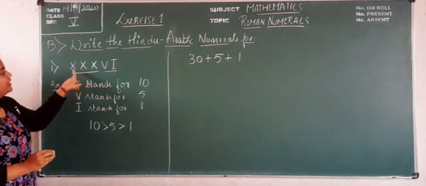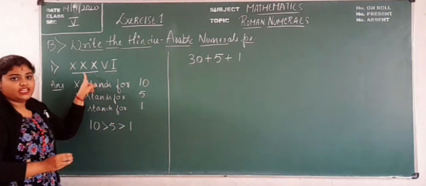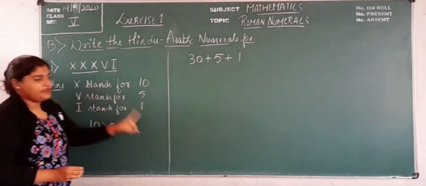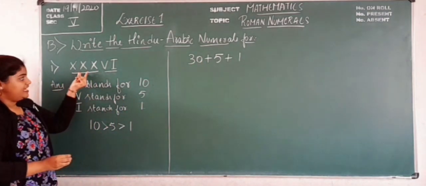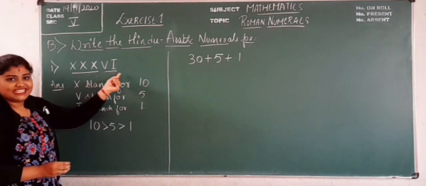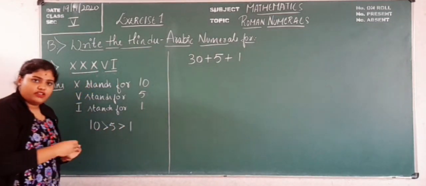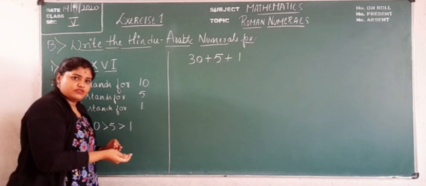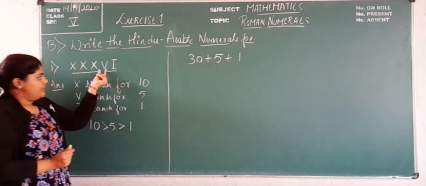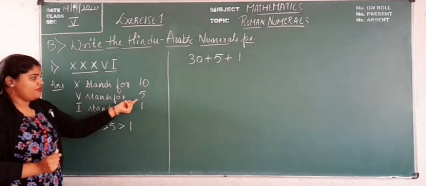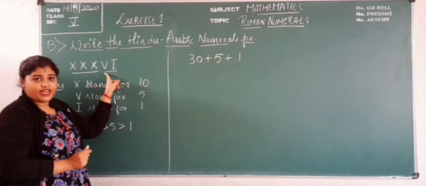in the place of 3x I have written 30 because x stands for 10. Here x is repeated 3 times, so I have written 30. Then we also know that here 10 is greater than 5 and 5 is greater than 1. And we also know the rule, that is, if we write a smaller value after the greater value symbol, it means addition. So I have written plus here. Then we have V. So V stands for 5. So I wrote 5.